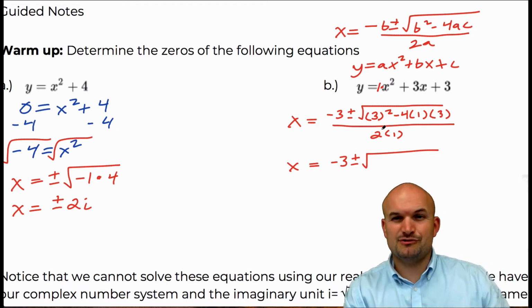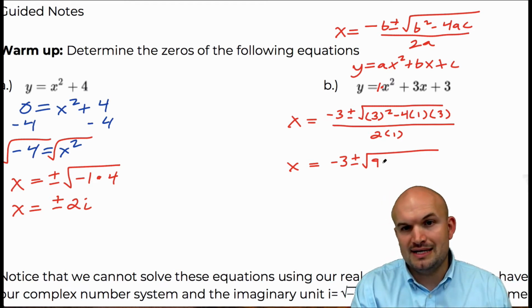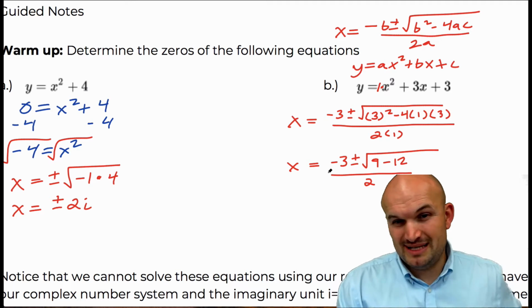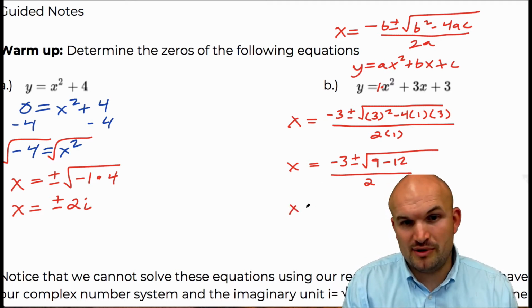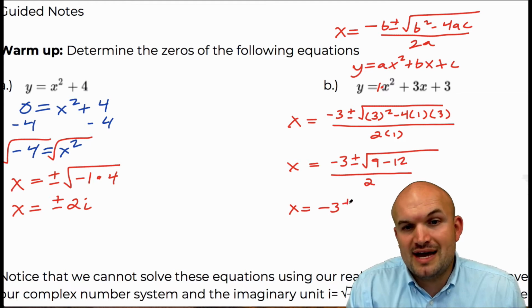So 3 squared is going to be 9, and then it's going to be -4 times 3. So that'd be 9 minus 12, all over 2. And then 9 minus 12 is going to be -3, which again, we get to that point where we can't take the square root of a negative number.